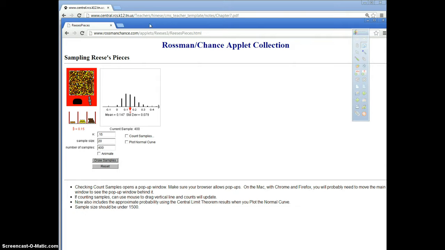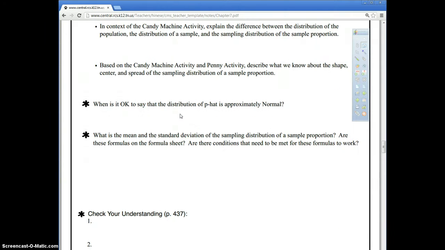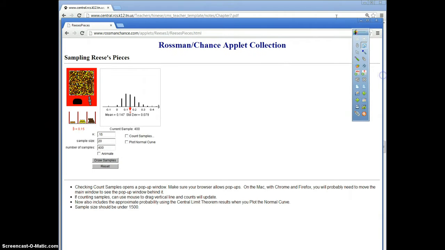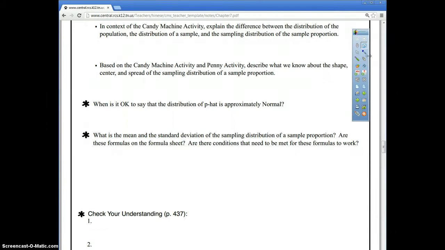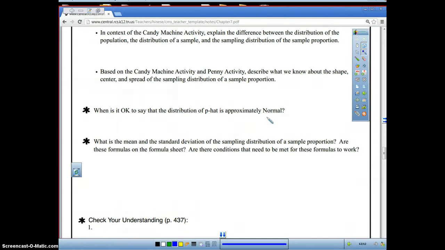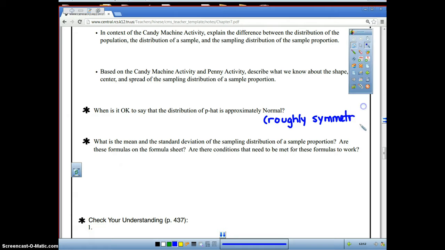We can take that information back to our notes and say that it is okay to say that the distribution of p hat is approximately normal. And when we talk about it being approximately normal, we talk about it being roughly symmetric and unimodal.